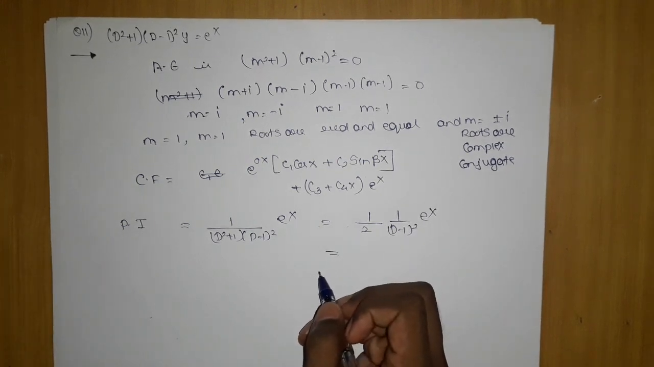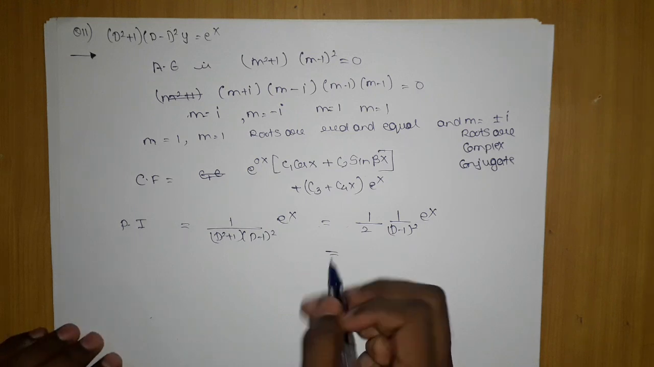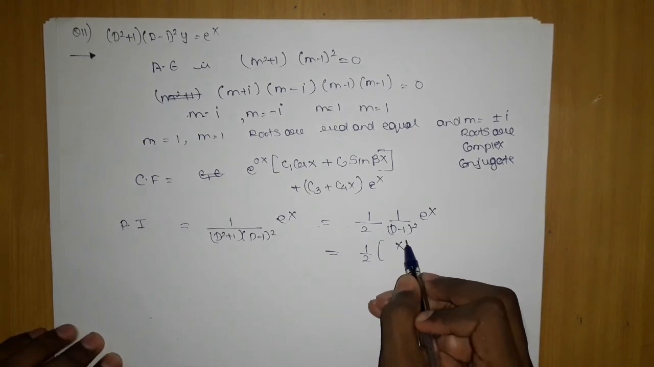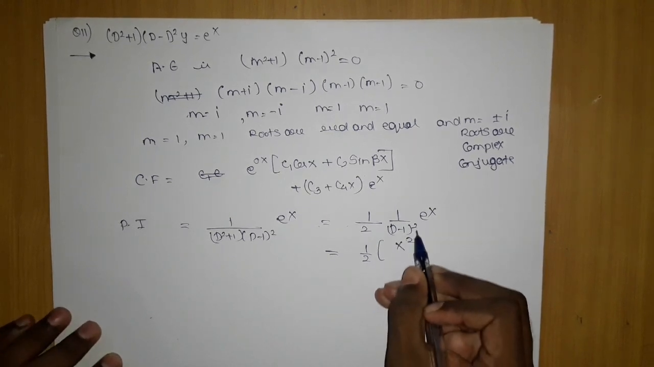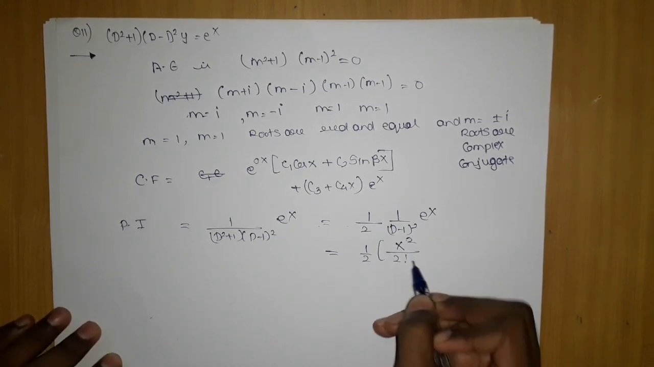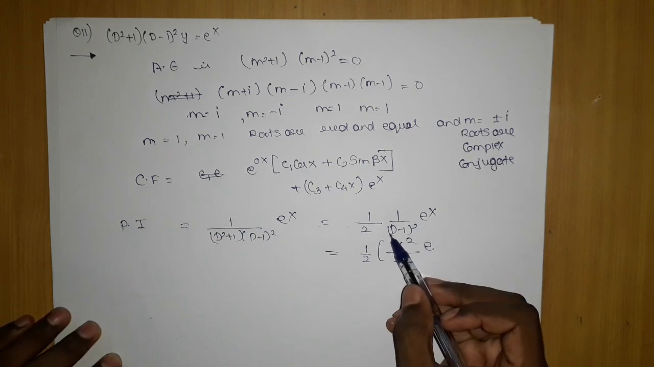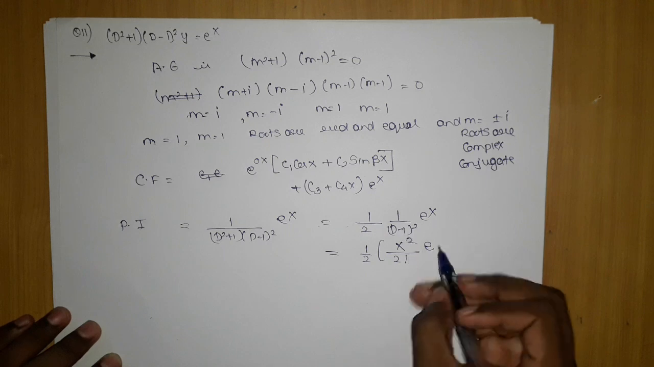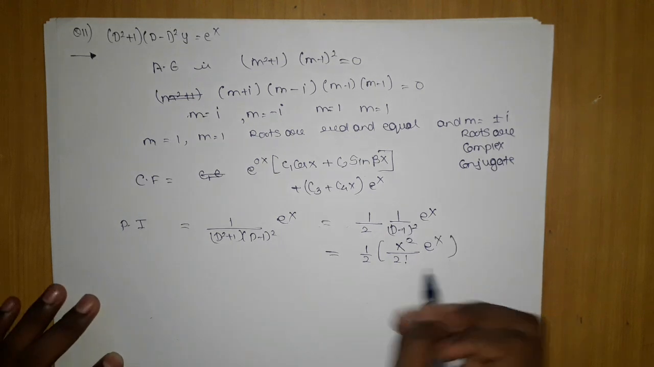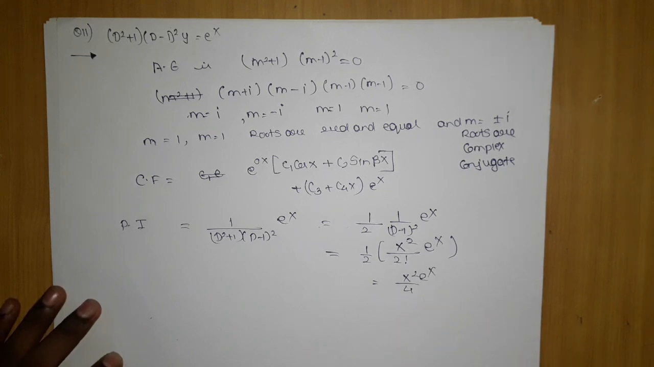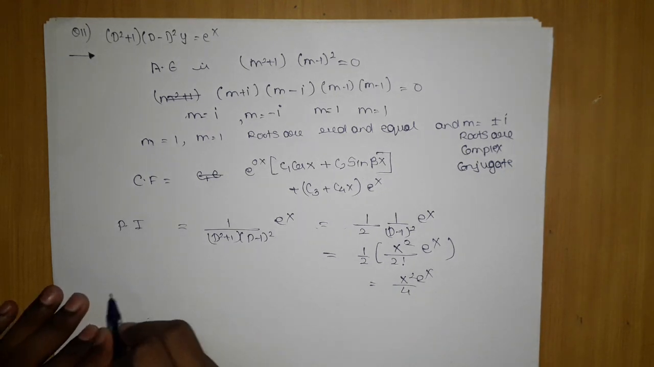So you are going to apply the theorem here and you will get the answer, which will be 1 by 2, keep as it is, it will be x by 2 because its power is 2, 2 factorial, into e to the power, what is here, just think, it is 1, so x. So our final answer will be x square by 4 e to the power x. So this is our particular integral.